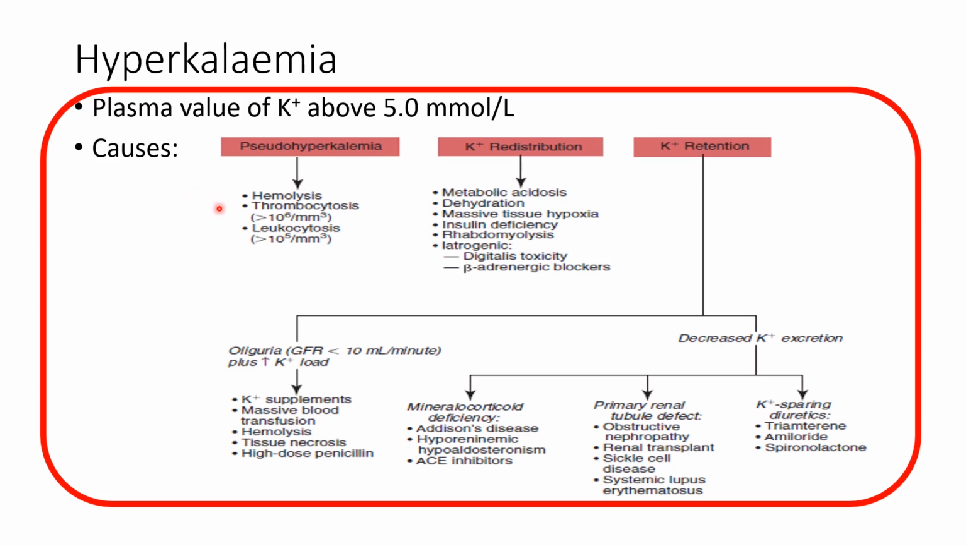With regards to thrombocytosis, a high level of platelets in circulation can cause elevated potassium, especially after clotting, in which the platelets will have broken down and released their intracellular potassium into the sample. Leukocytosis, on the other hand, can also cause a falsely elevated potassium level.